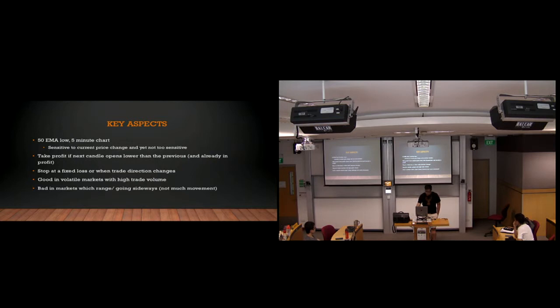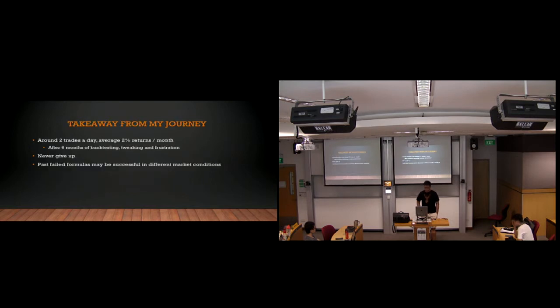And below are the pros and cons of this kind of strategy, which is it's good in volatile markets where there are very long, let's say, green or red candles, and it's very bad when the market is ranging or going sideways. The algorithm executes around 2 trades a day, and it averages around 2% returns per month. I've been trying it for the past 2 months.